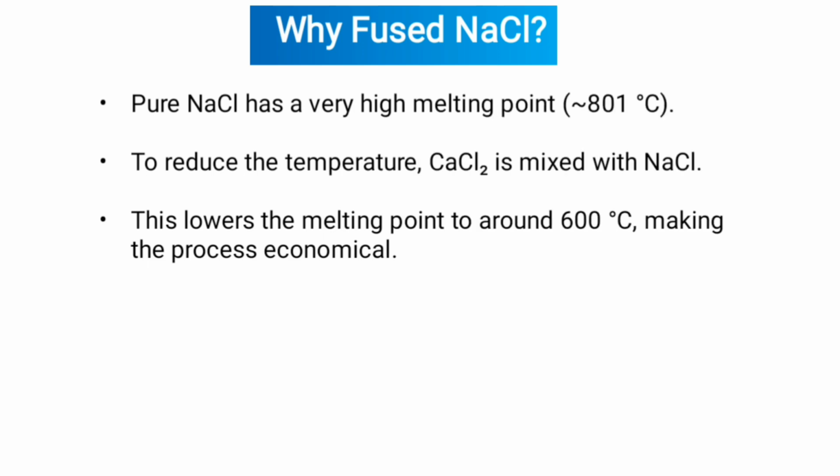Why fuse NaCl? Because pure NaCl has a very high melting point, approximately 801 degrees centigrade. To reduce the temperature, calcium chloride is mixed with NaCl. This lowers the melting point to around 600 degrees centigrade, making the process economical.